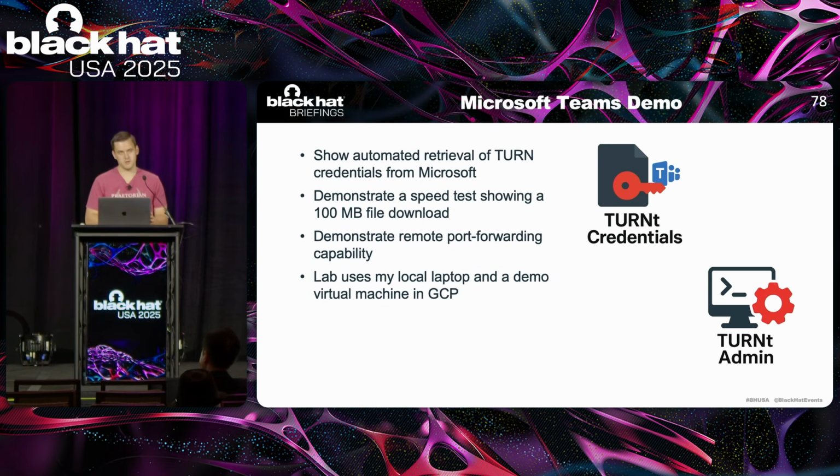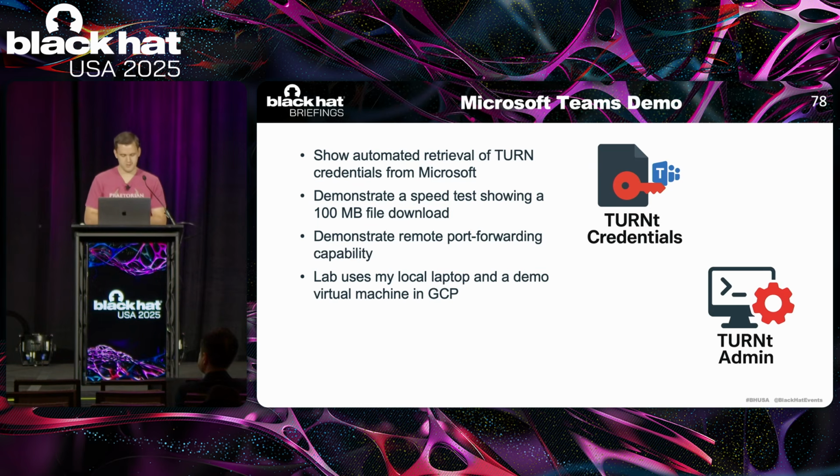And for Microsoft Teams, we did automate the process of retrieving these credentials with the credentials utility, and then we have an admin utility that you can use for actually connecting to the controller and managing local and remote port forwards. And so in this demo, I'm going to be showing basically downloading a 100 megabyte file, and I'm going to demonstrate remote port forwarding. And again, we're just using a laptop and a victim virtual machine, but in reality, it's really going to be, say, a compromised endpoint or server on the internal network.